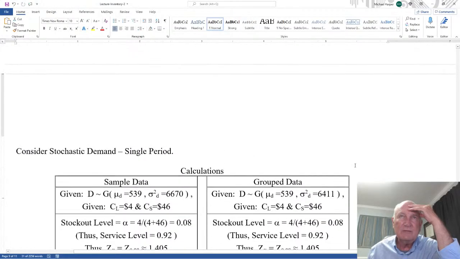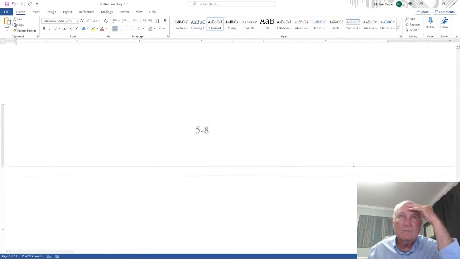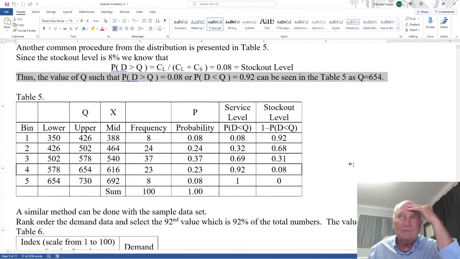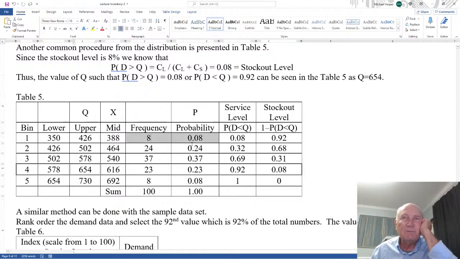When you look up here in Table 5, we can see, where's Table 5? Oh, here it is in Table 5. Sorry. So what I did here, I pulled down Table 5, okay, and here are my probabilities. These are the same as the service level probabilities. Well, there's 0.92 right here. So I can say, okay, well, everything less than, here's my Q right here, let's say 654. In other words, these are my probabilities from my distribution.